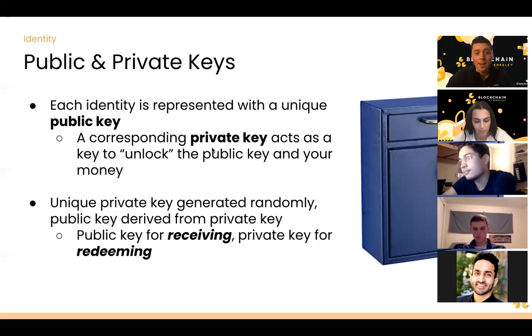And so I guess to get a little more into public and private keys, I know I talked about it a lot back then. The corresponding private key acts like the key to unlock the public key, and we do need both of these to actually receive your money or interact with your money. Just to reiterate, a unique private key is generated randomly, and the public key is derived from the private key.